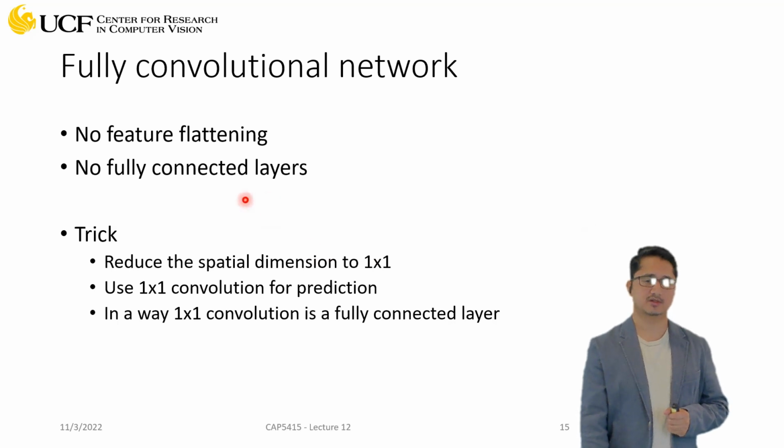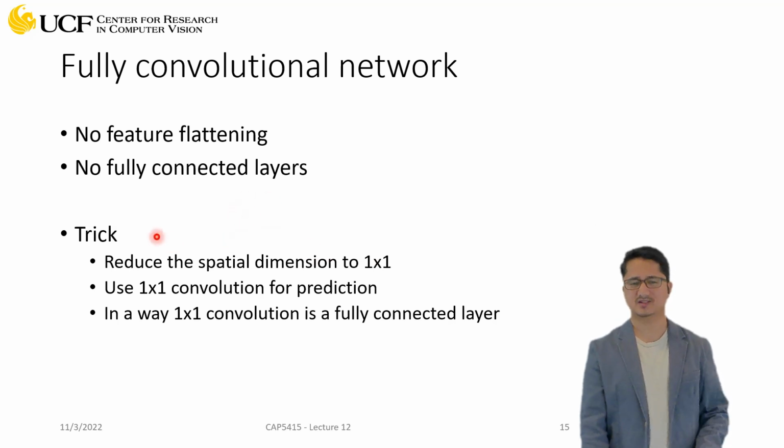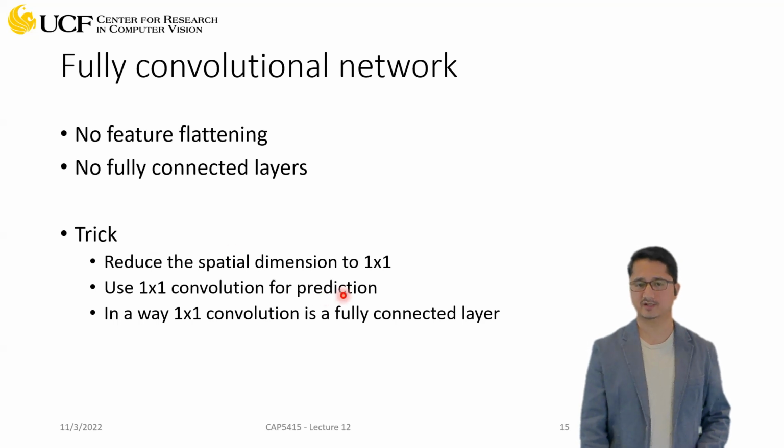So let's try to understand how this can be done, and it's a very simple trick actually. And later on, you will be thinking, do we really need this? Again, it's debatable, and of course, there are a lot of different use cases. So the trick is, you just reduce your spatial dimension to 1 cross 1.